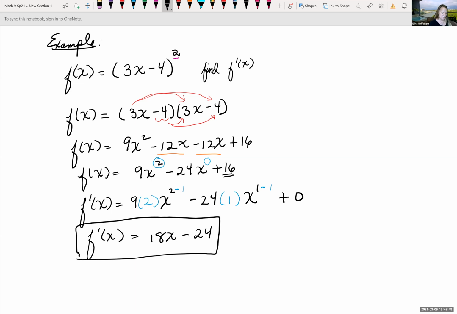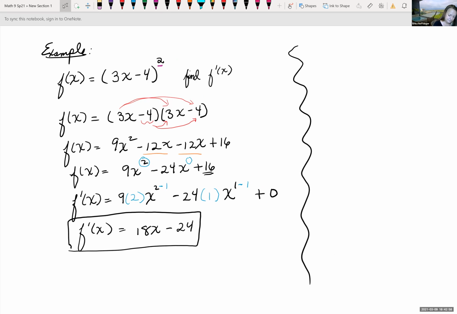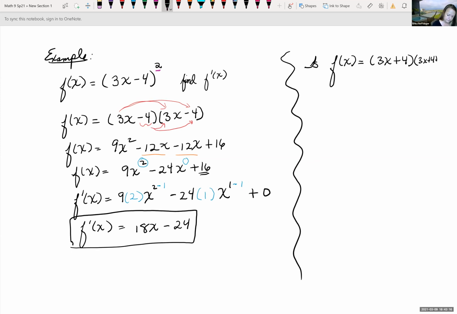So let's just try it. Let's say we didn't know that. We didn't know to do that. Is the derivative of f of x, equal to, how about in this form, 3x plus 4 times 3x plus 4, the same as looking at the derivative of the first?